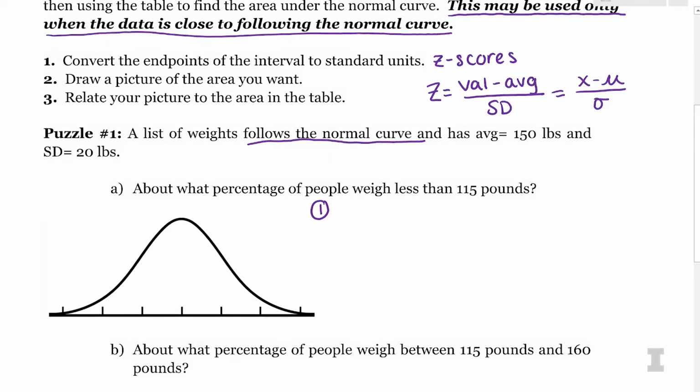Before we learned about the standard normal curve, I would have to draw my histogram, calculate the area of the blocks that are less than 115 pounds, or go to Python and try to estimate it from my histogram. But now that we know about the standard normal curve, let's use this technique to estimate what the answer to this question is. So step 1 is to convert to standard units or z-scores. I only have one value here. I want to know what percentage of people weigh less than 115 pounds.